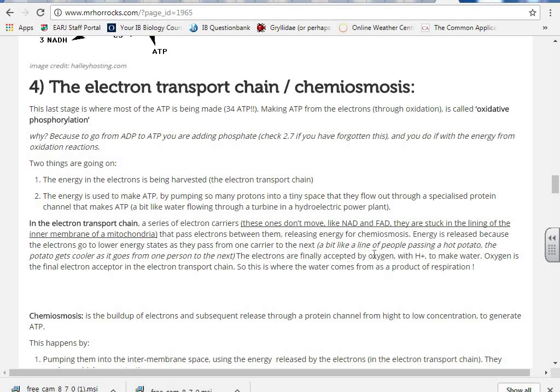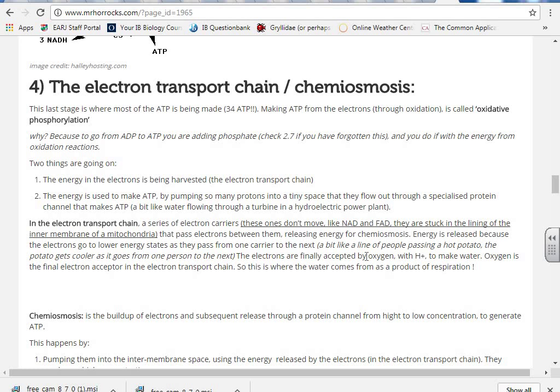This is important because we remember that when you breathe in, that oxygen is used to make water. The oxygen you breathe in. There's oxygen in glucose, but that oxygen is used to make carbon dioxide. We've talked about this before. So the final electron acceptor, like the final person carrying the hot potato, is oxygen.